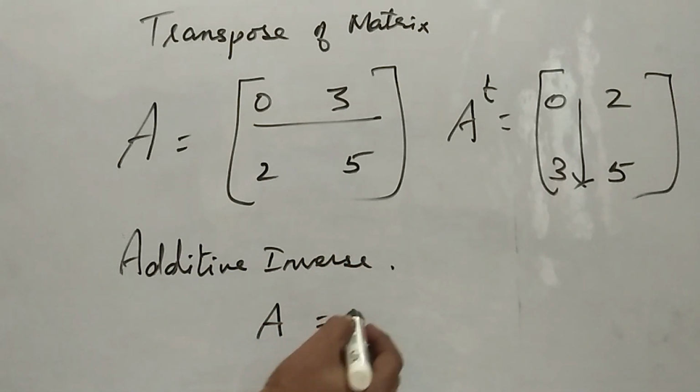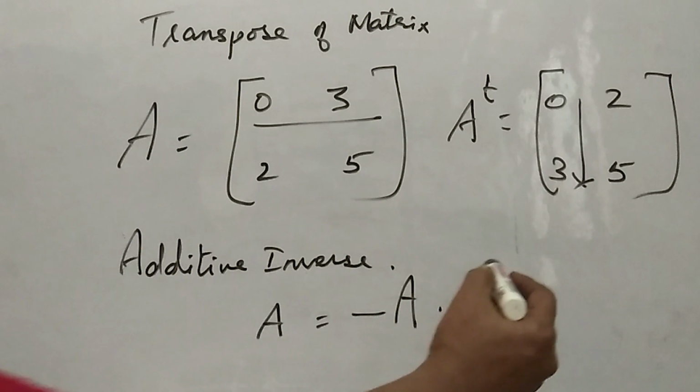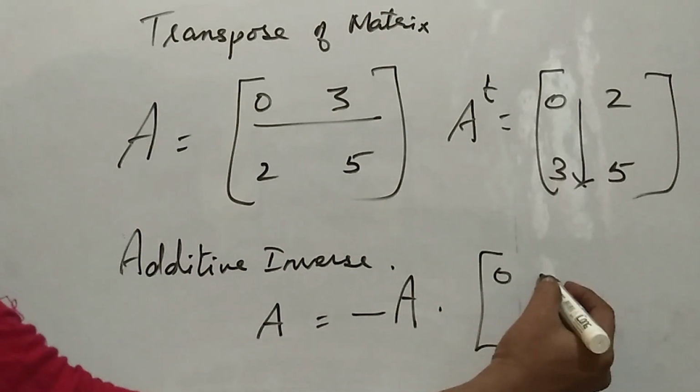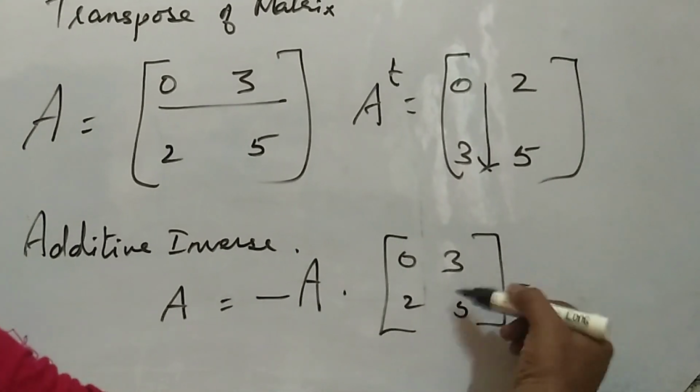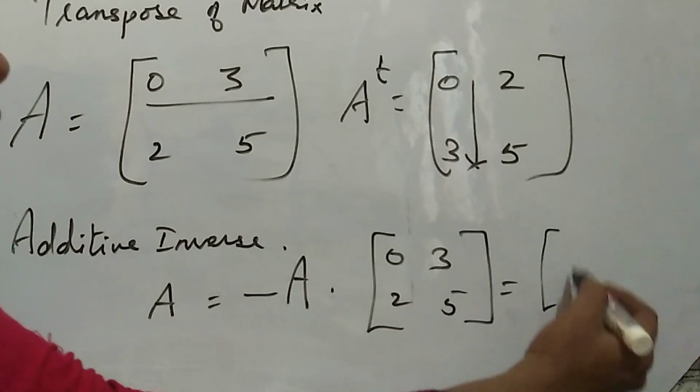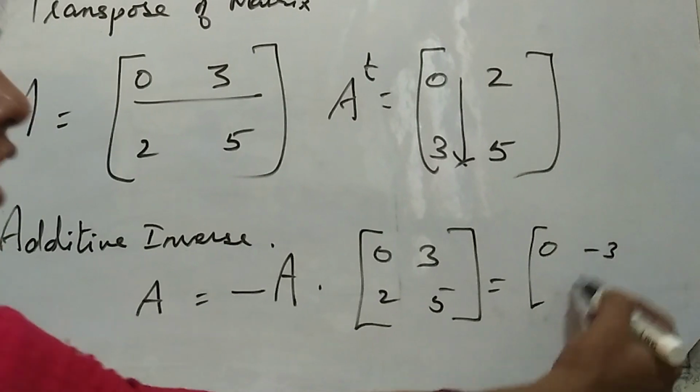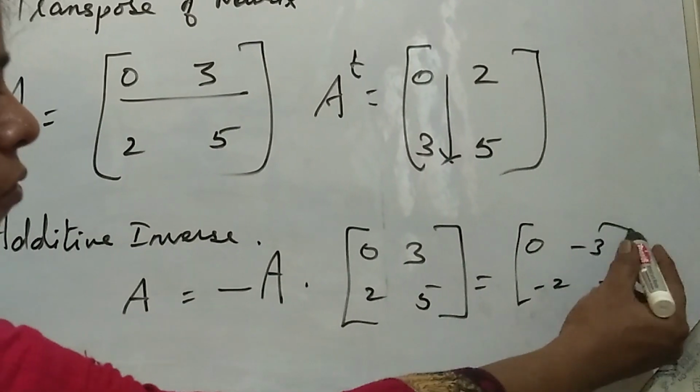A matrix will become minus A. Clear? So 0, 3, 2, 5, and the additive inverse of A will become 0, minus 3, minus 2, minus 5. Okay?